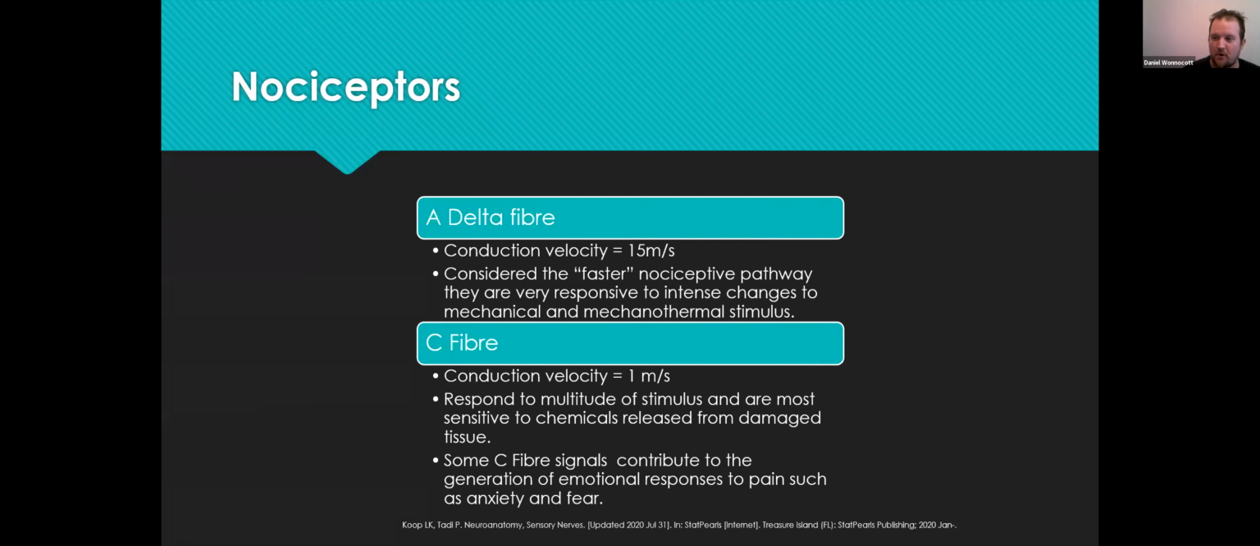That C fiber response is ongoing as those chemicals are still present, or the tissue is still recovering from that initial injury phase. I guess that's where you see some of that emotional response to pain, such as the anxiety and the fear around it. And that's where our education is vital about what's going on in the tissue. And as you probably learned today, that will affect how someone feels or experiences their pain.